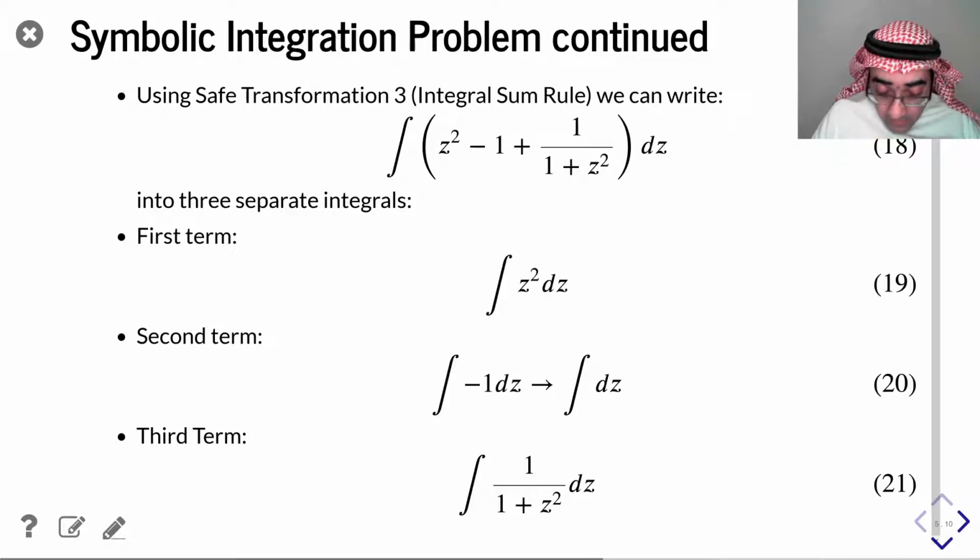Now the third term is still one of the difficult terms that we have. It's 1 over 1 plus z squared dz. So this is still not in my table, so not in my solution table. So I have to keep working on this problem until I find the solution for this. But for these two, I got the solution. So I'm not going to work on them anymore. I know the solution of these two now.